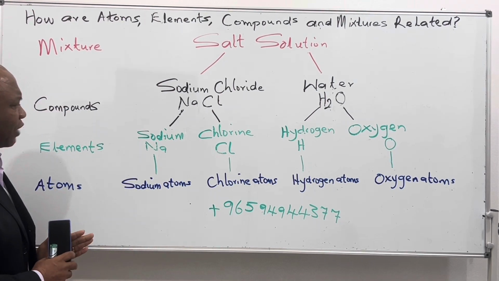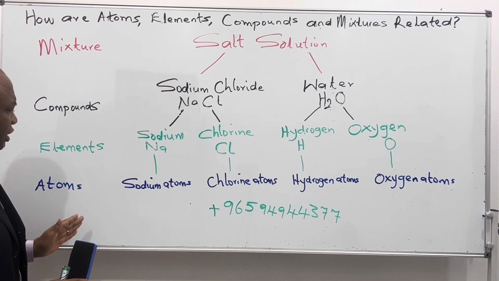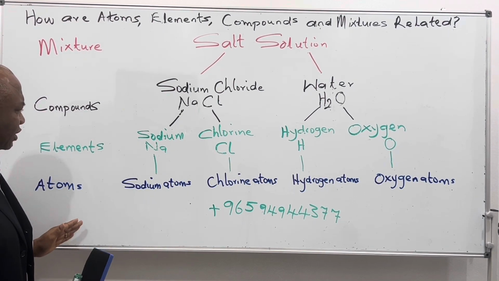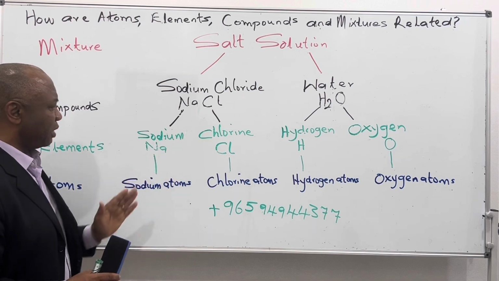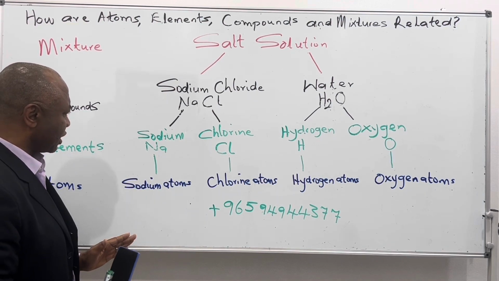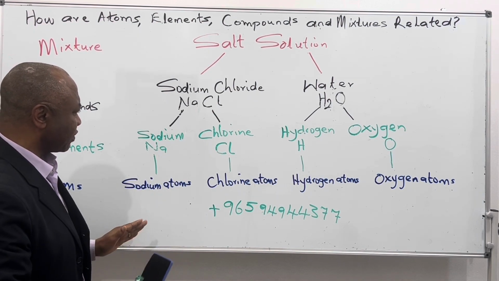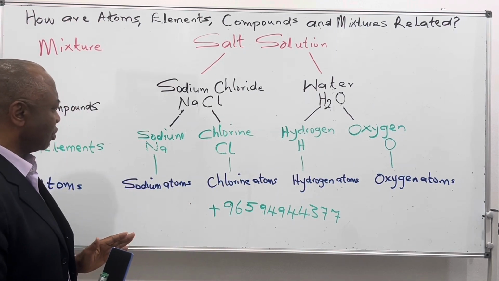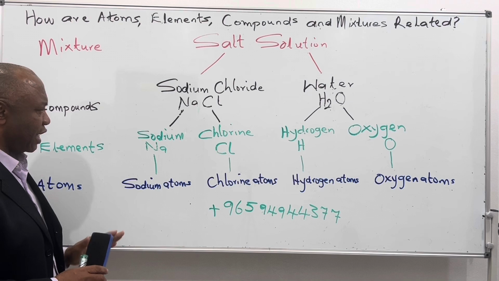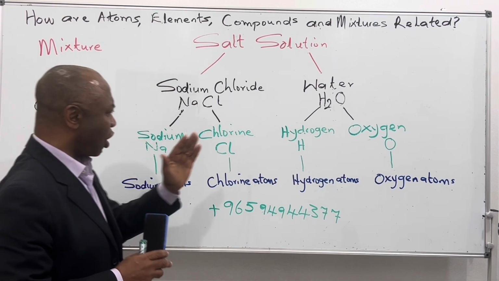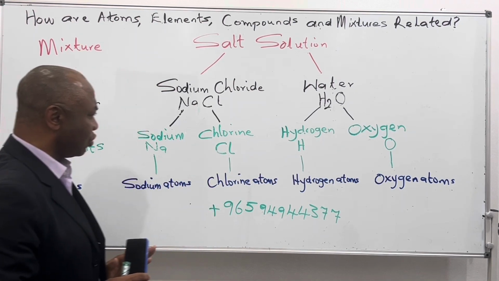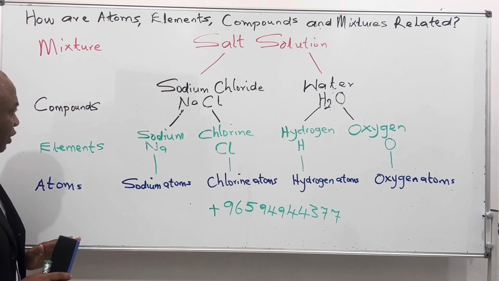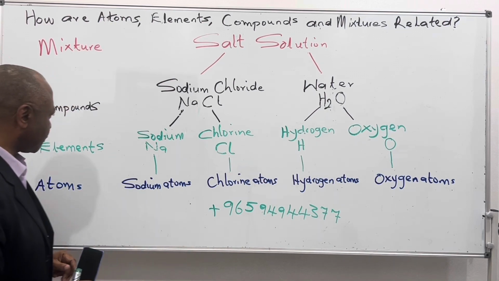Sodium cannot be divided through any chemical process into any other substances. Chlorine cannot be divided through any chemical process into any other substances. Hydrogen cannot be divided into any other substances through any chemical process. And oxygen cannot be divided into any other substances through any chemical process.